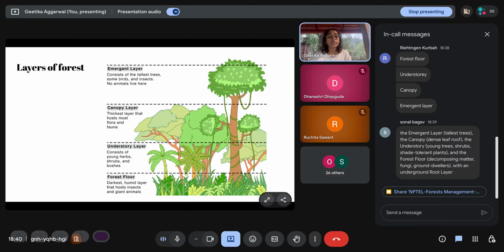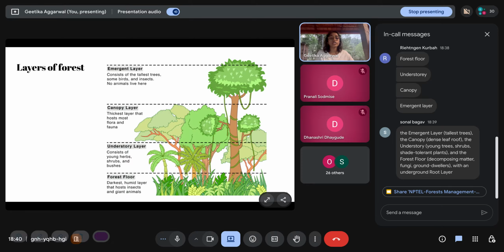It's written that no animals live here, but actually, even in the emergent layer, you can find arboreal animals such as, say, some giant squirrels, or you can find mammals. At least in the forests that I roam around in, I usually see the Malabar giant squirrel in the highest, even in the highest trees. But basically, you see a lot of birds, you see minivets, you see drongos in the highest trees, and of course, insects will be there.